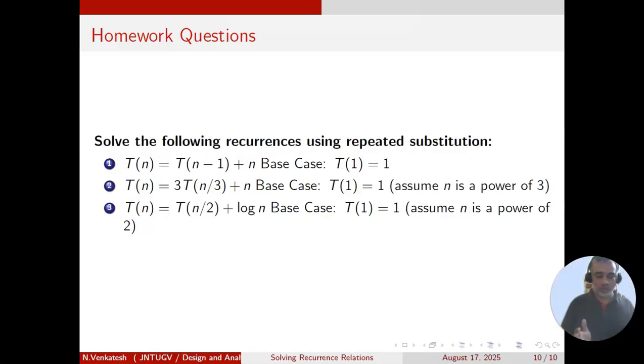So the conclusion is we keep expanding the recurrence step until we find some pattern. Once we find a pattern, we have to see for what value of k it reaches a base case. Once we get a base case, that base case is either 1 or 0, so we can get the solution to that recurrence relation. Thank you.